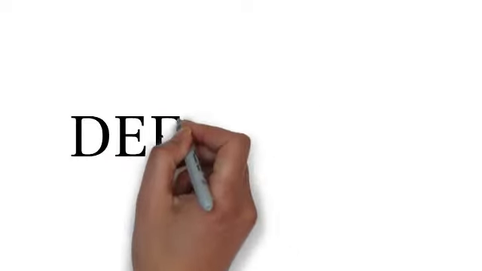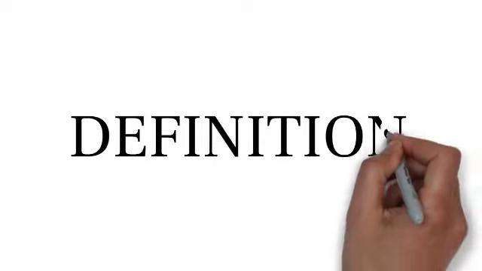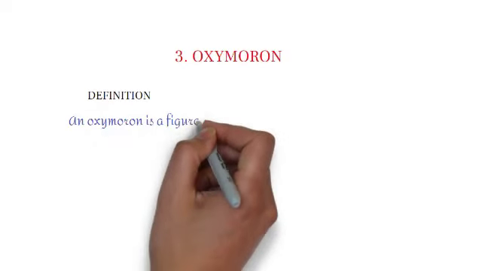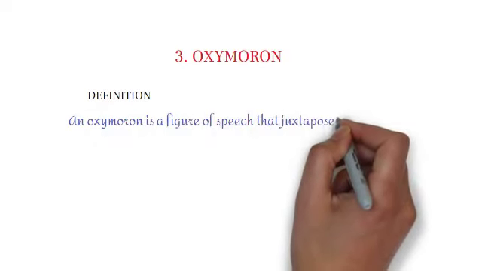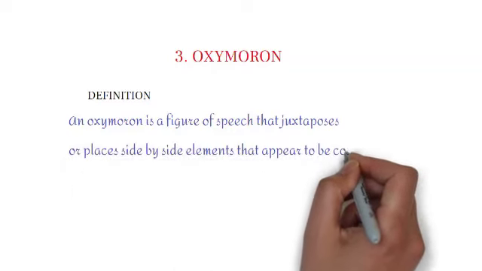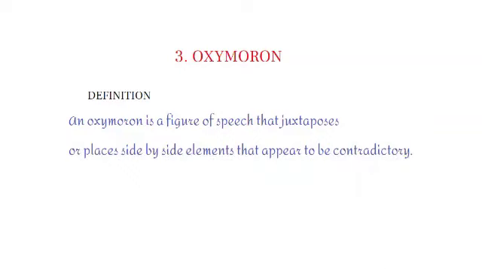Our next figure of speech is oxymoron. So what's an oxymoron? What does it mean and how to use it in a sentence? An oxymoron is a figure of speech that juxtaposes elements that appear to be contradictory. It combines words that have opposite or very different meanings.